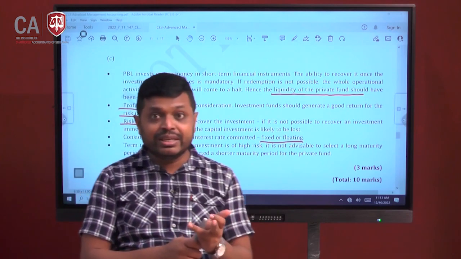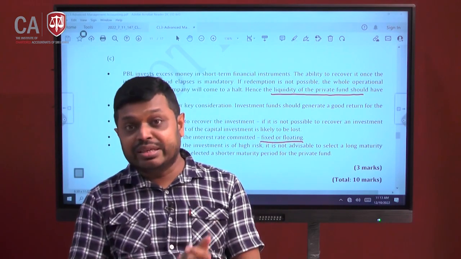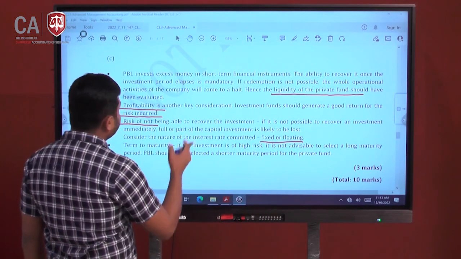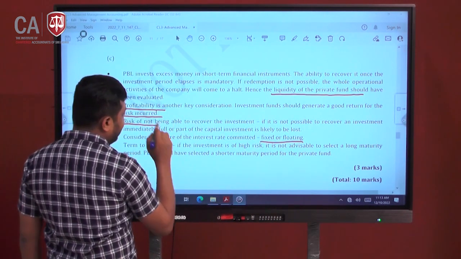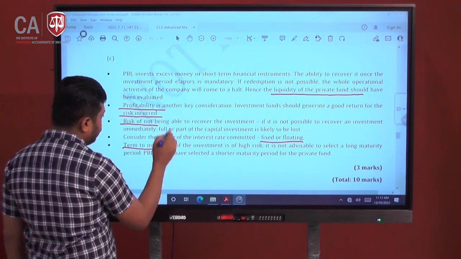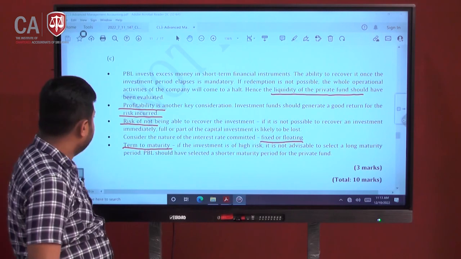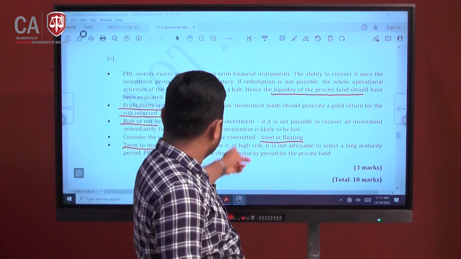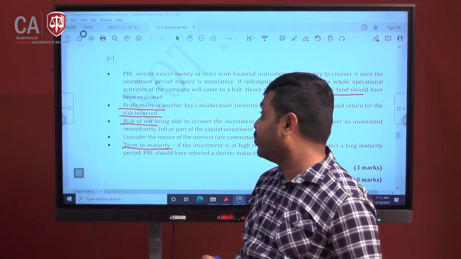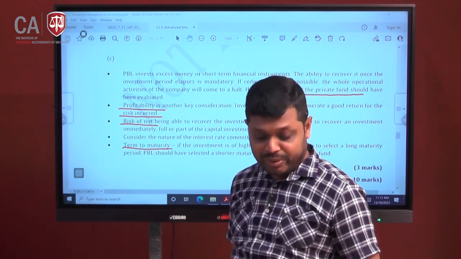One, liquidity, profitability, risk and term to maturity. Main 4 factors I am telling you. First one liquidity, then profitability, risk and term to maturity, right. And interest rate also, so there are 5 factors. Those are the factors you have to keep in mind before you go to invest in a fund.